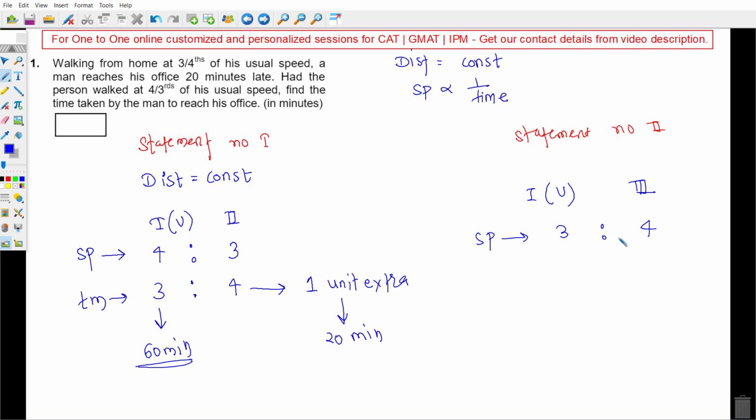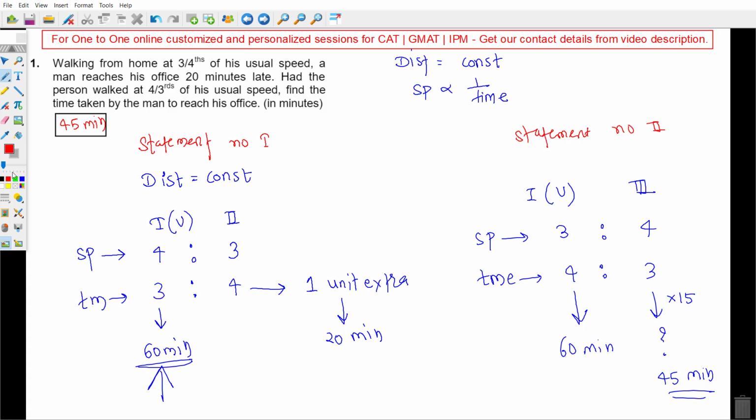So the ratio of speed is 3:4. So the ratio of time becomes 4:3. We know that the usual time taken is 60 minutes. So this 4 represents 60 minutes. If 4 represents 60 minutes, 3 represents how much? 4 into which number is 60? 4 into 15 is 60. That is why here we need to multiply by 15. So our answer is 45 minutes. This is the answer of the first question. I hope everyone understood this.